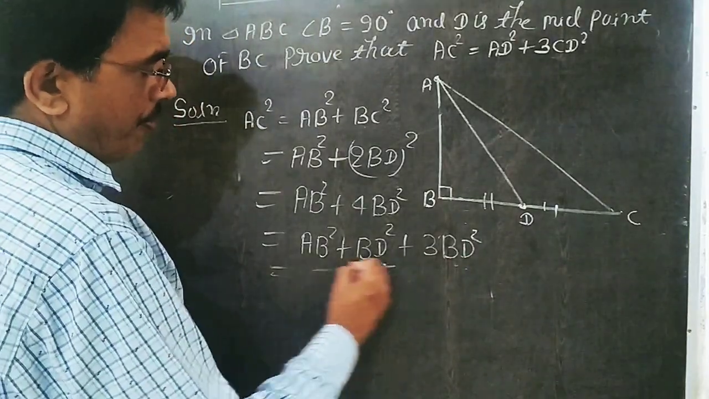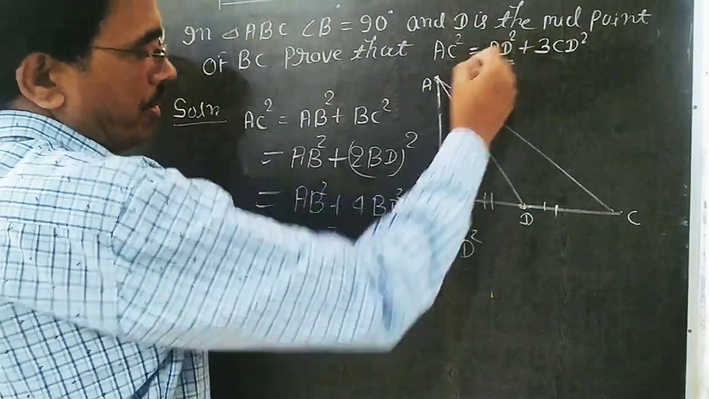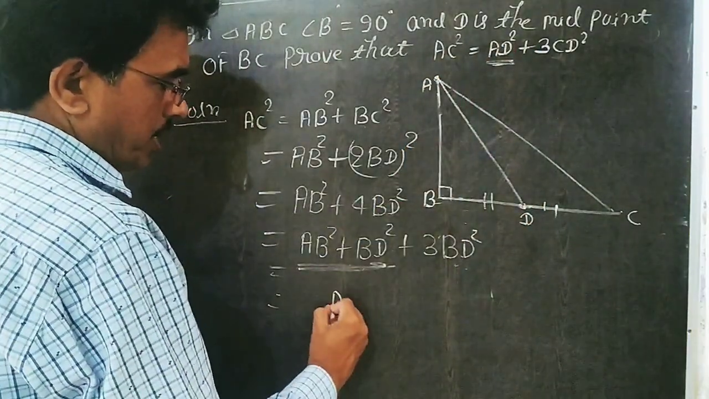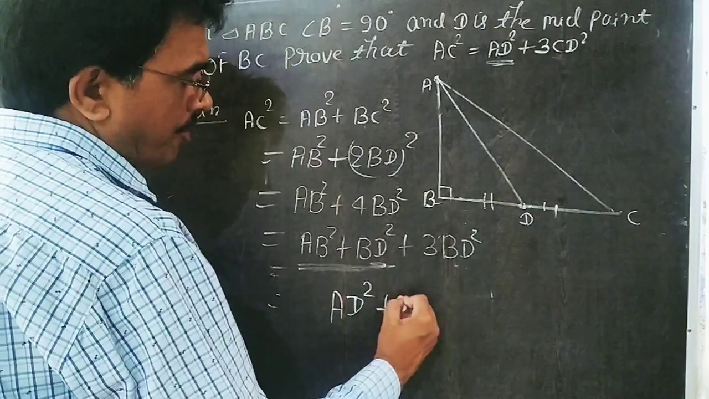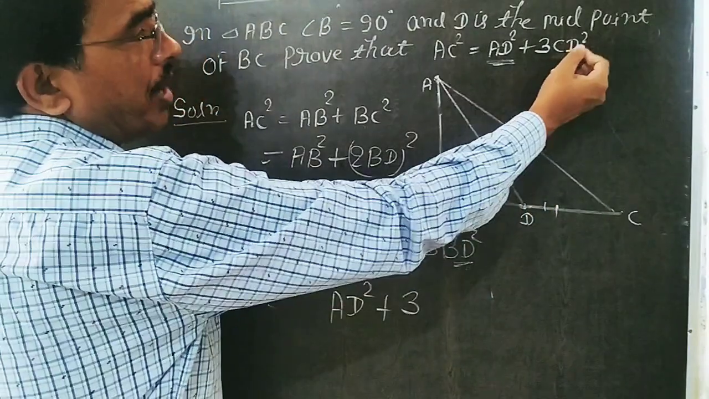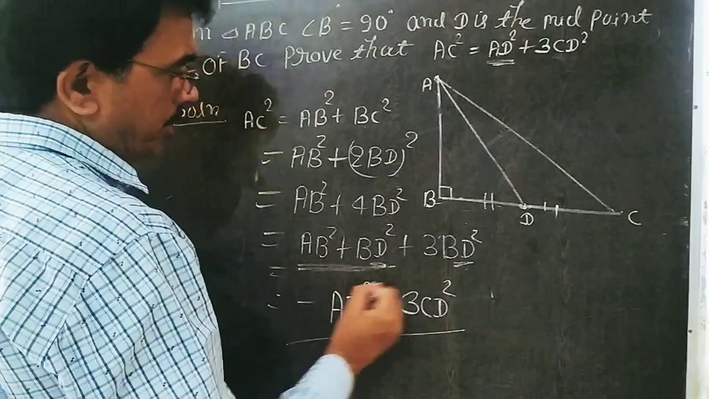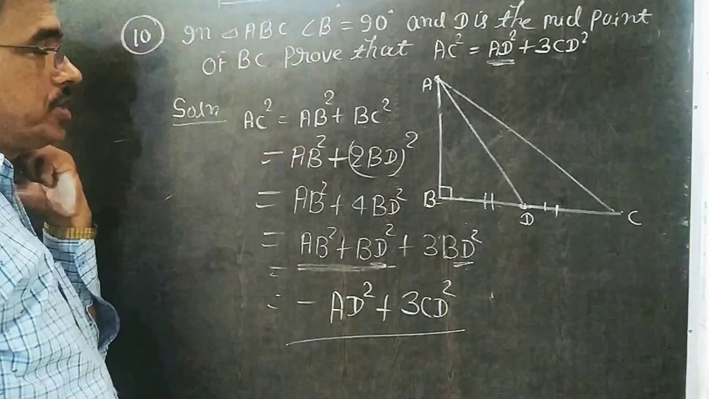Now what is the value of AB square plus BD square? AB square plus BD square, that is AD square. You need AD here. So it is AD square plus 3, and BD and CD are both equal. Your question requires CD, so only change here to CD square, and this is your solution. That is question number 10.